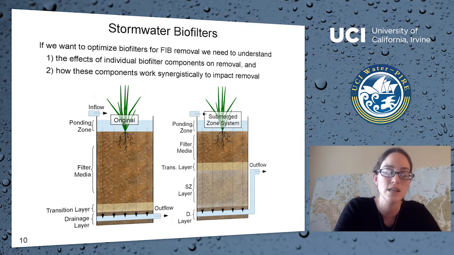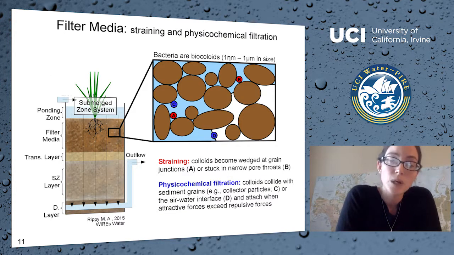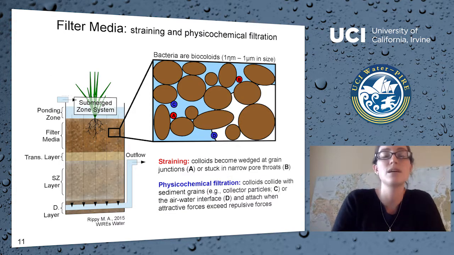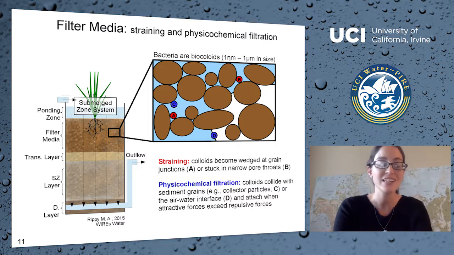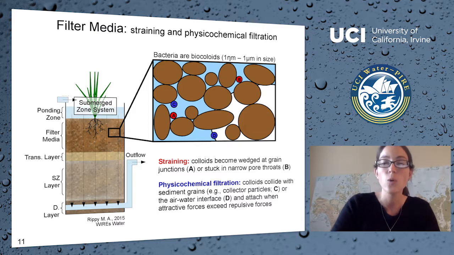If you want more details, all of this is presented in more detail in a recent publication of mine in WIREs Water. So regarding the filter media compartment, filter media effects on FIB are largely associated with things like straining and physicochemical filtration, and that's because bacteria are really biocolloids. So they're 1 nanometer to 1 micrometer in size, and they're going to be impacted by the processes that affect other colloids. So what is straining? Well, straining is where colloids become wedged at grain junctions. In our little cartoon image here, that would be bacterial particle A, or stuck in narrow pore throats. That would be bacterial particle B.